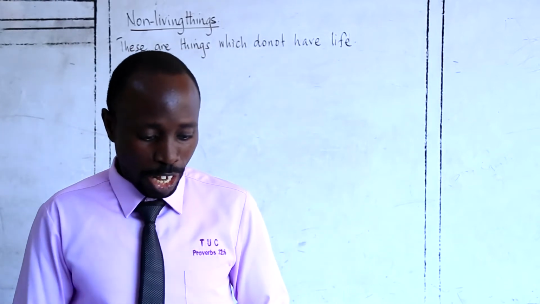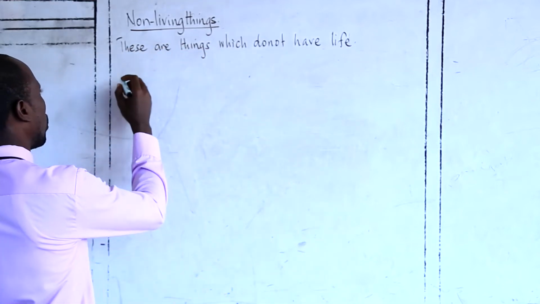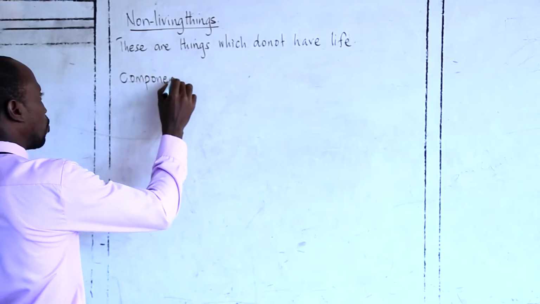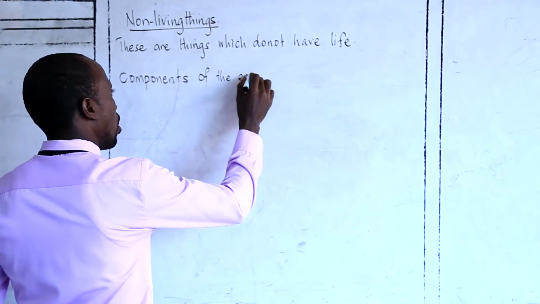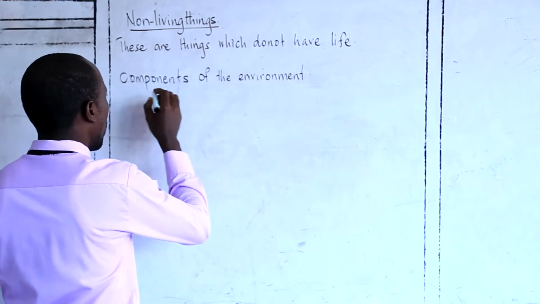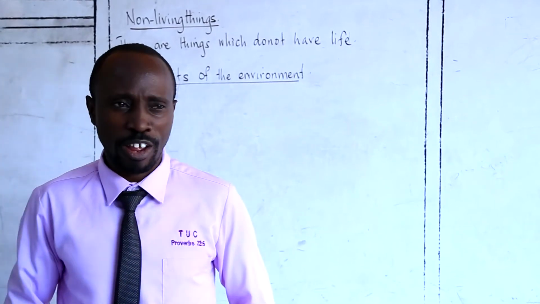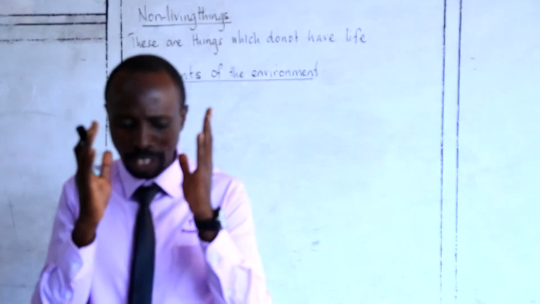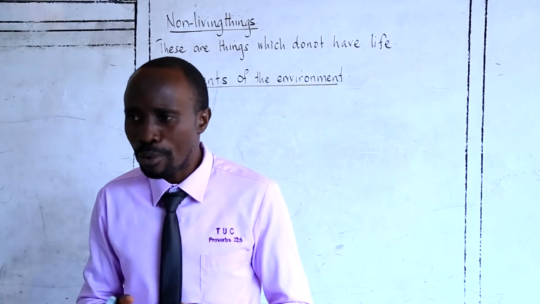Let's look at now the components of the environment. This word components, we want to go and define them, try to find out components of the environment. Components of the environment. They normally ask you to give some components of the environment. What does the word component really mean? If it comes to your mind, what comes to your mind when they mention component? What do they mean? What is component?